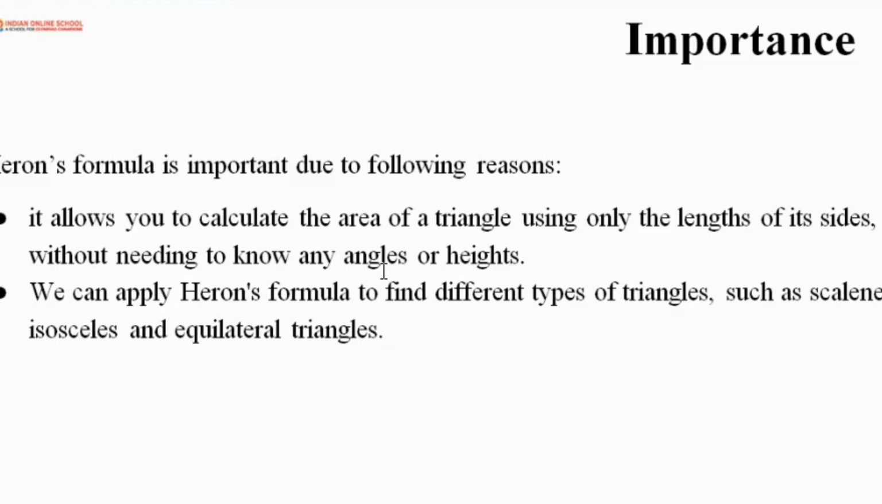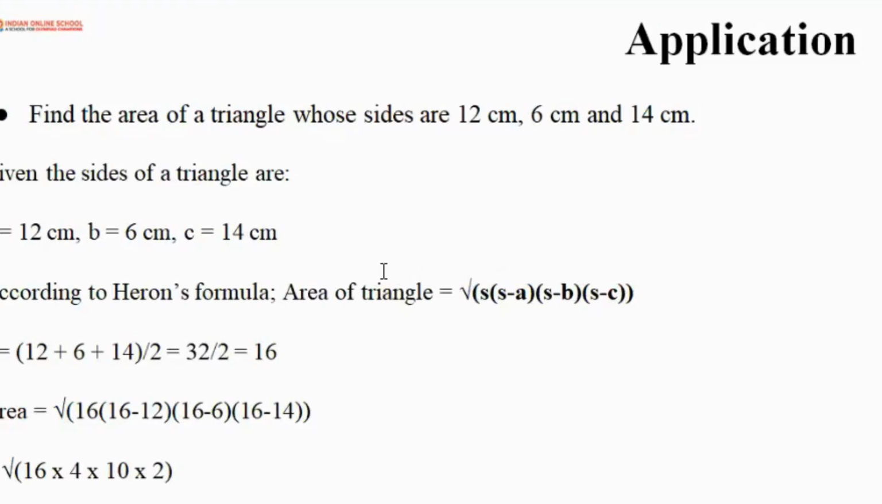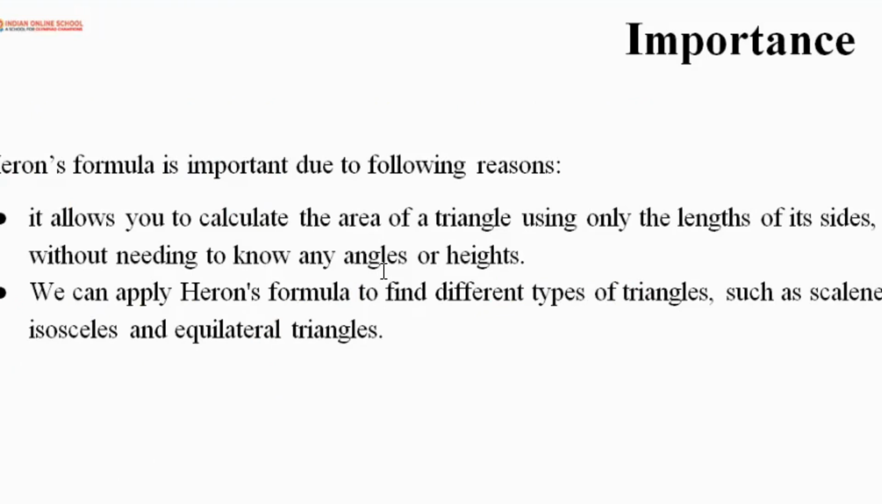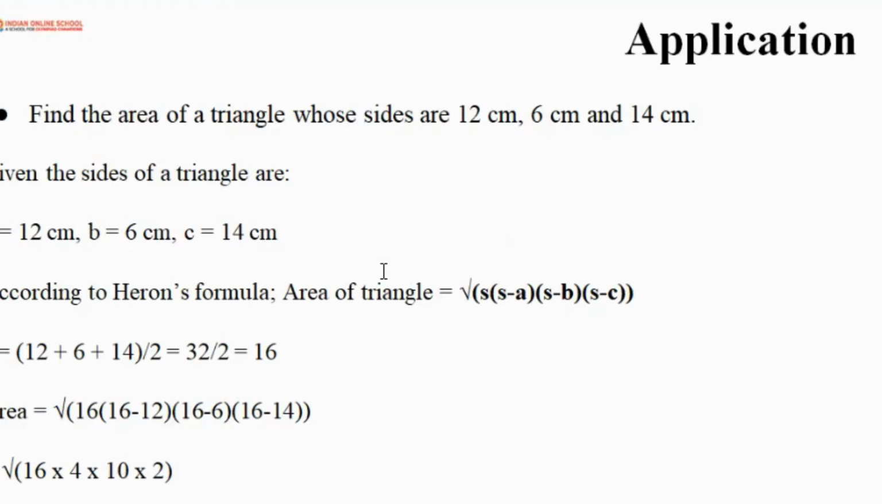Yes, ma'am. So now we are having one question over here where we are supposed to find the area of a triangle whose sides are 12, 6 and 14 centimeter. We are supposed to find the area of triangle. Just try to figure it out. Sides are 12, 6 and 14. Have you written the sides, everybody? Sides are 12, 6 and 14. And you are supposed to find the area.